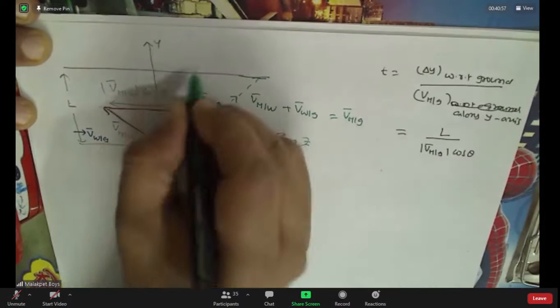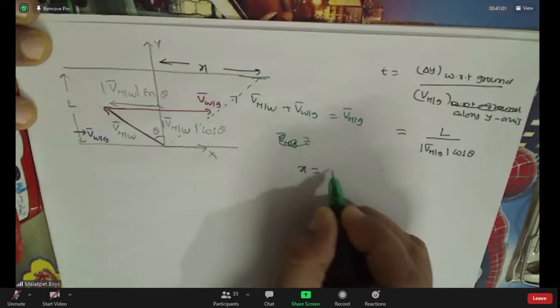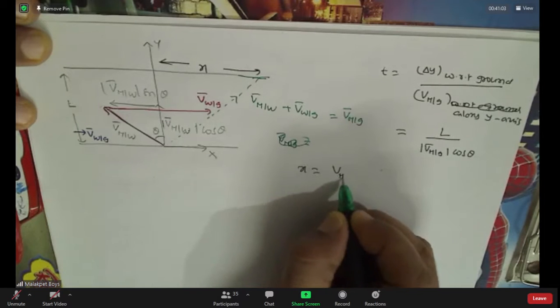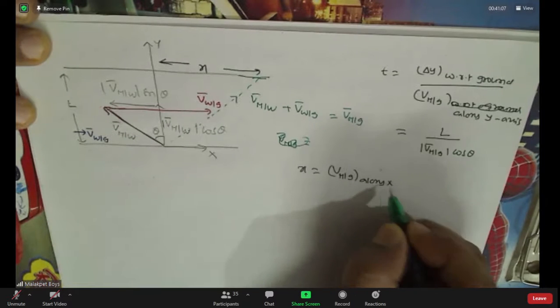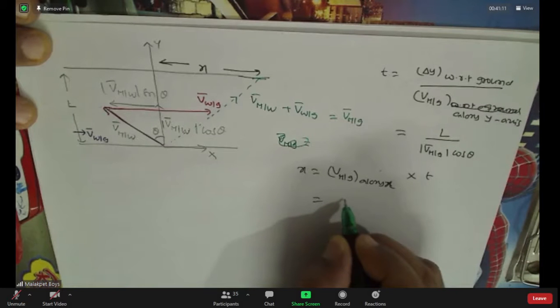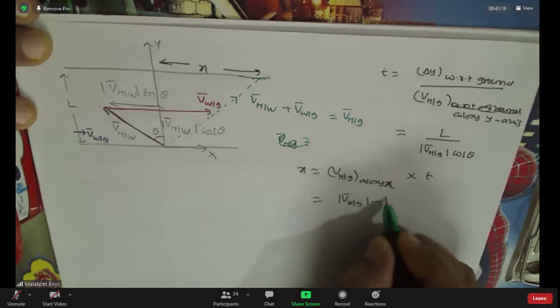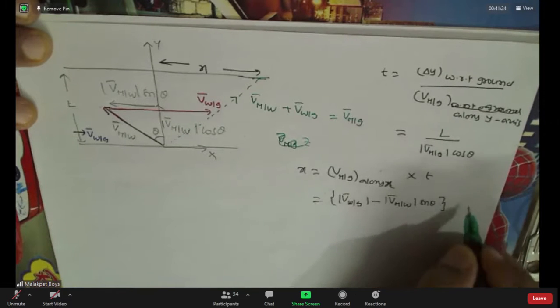And you know that this drift is velocity of man with respect to ground along x into time. This is what we have done. All this you have done. Agreed.